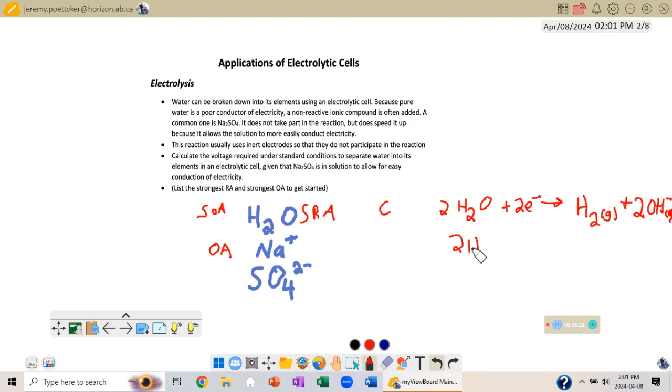Once again, we have 2H2O, and my 2H2O that are liquids are going to go to, sorry, this is the one that I always look at and then lose. This is going to give me 4 electrons and 4 H pluses.